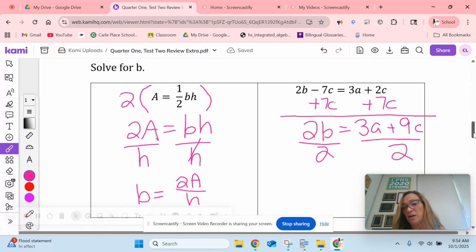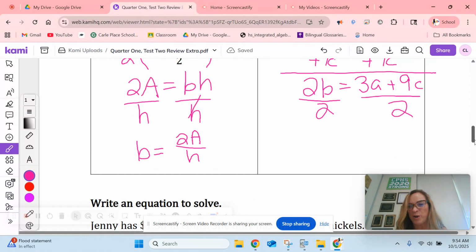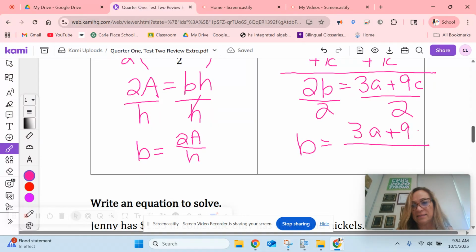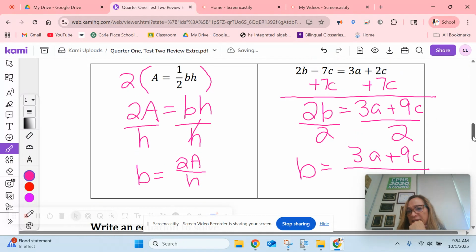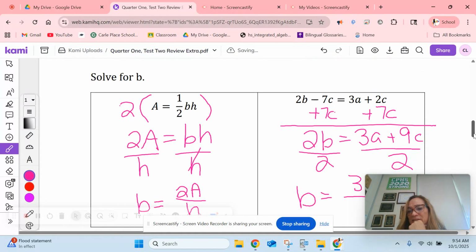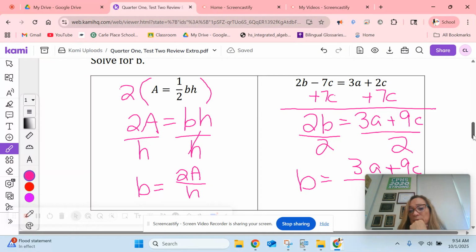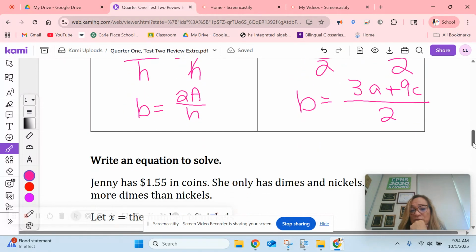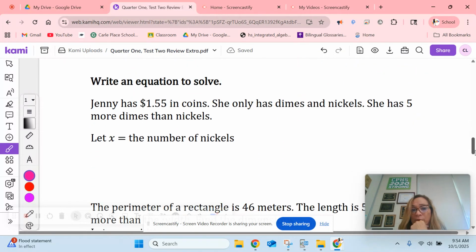And again, these are hard to check because you're not getting a number. You get b is equal to 3a plus 9c over 2. And again, I would just ask myself, did I do the right thing? So the opposite of subtracting 7c is adding 7c, and I did add correctly. And then the opposite of multiplying is dividing. And that's really it. Okay.